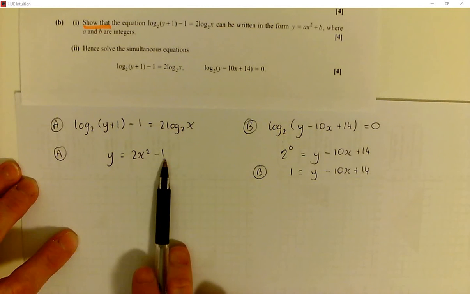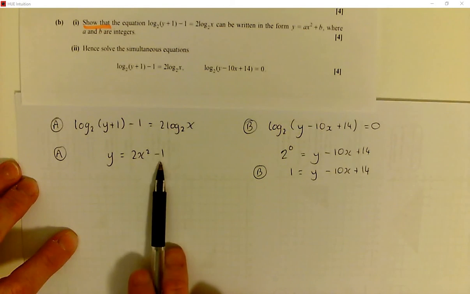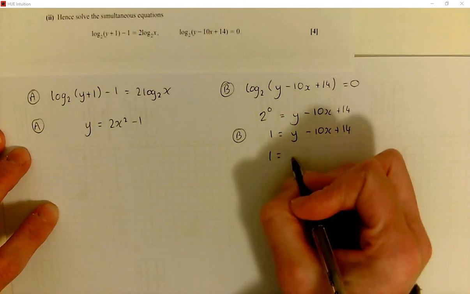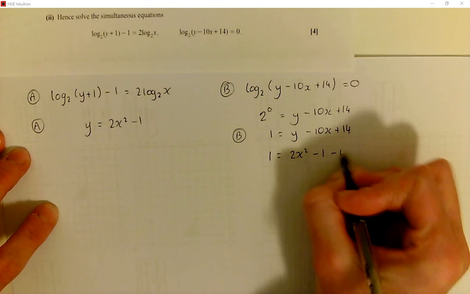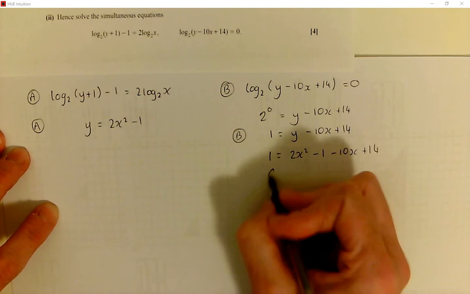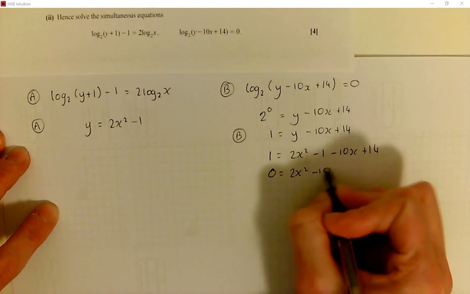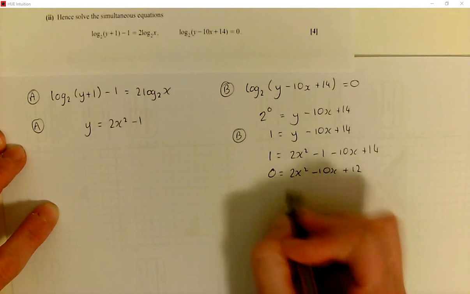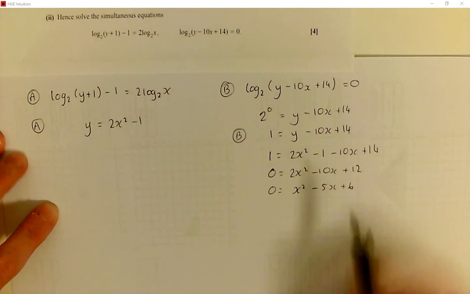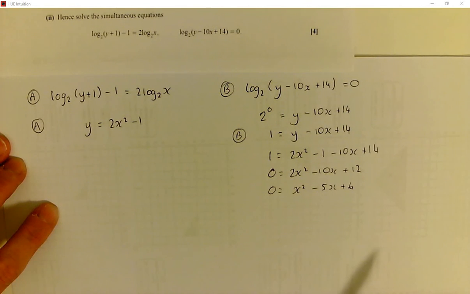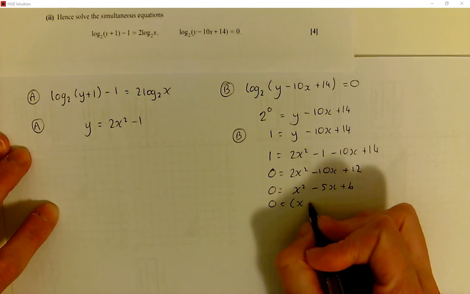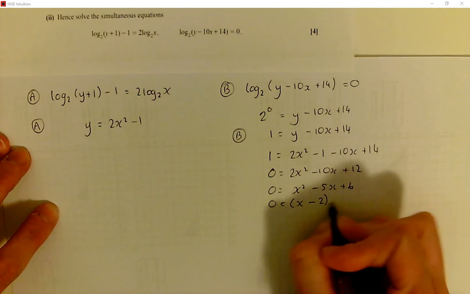Now our simultaneous equations are in a nicer format for us to solve, aren't they? Because they're just nice normal algebra without any logs. And we can substitute A into B. So we've got 1 is equal to 2x squared minus 1 minus 10x plus 14. This is a quadratic, so we make it equal 0. Luckily they're all even. Obviously from here you could use your calculator to solve it, which is sensible to check your answer at the end, just to make sure it hasn't gone horribly wrong.